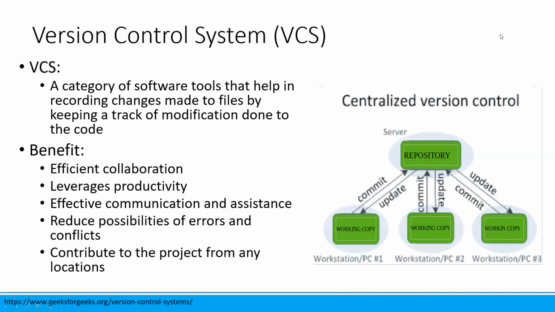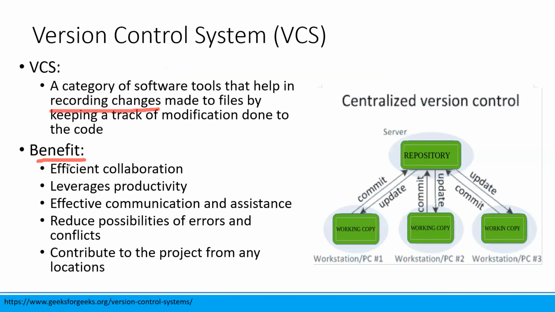So before we use GitHub, okay, I would like to explain about the VCS, version control system. What is a version control system? The version control system is a category of software tools that help in recording changes made to files by keeping track of modifications done to the code. So we want to record the changes. That's the key point of the VCS.